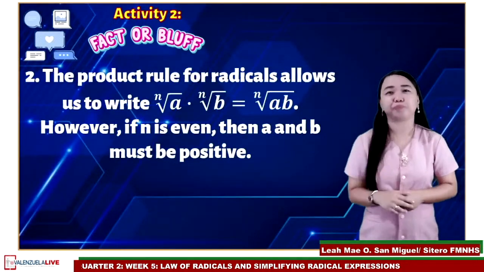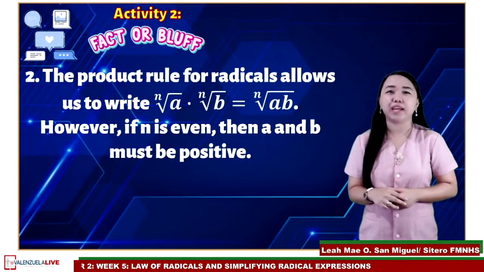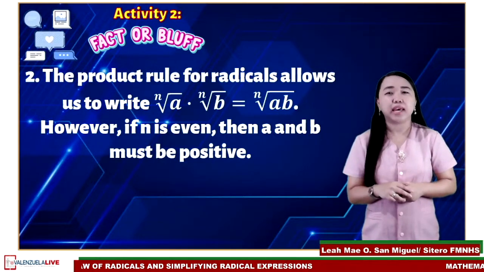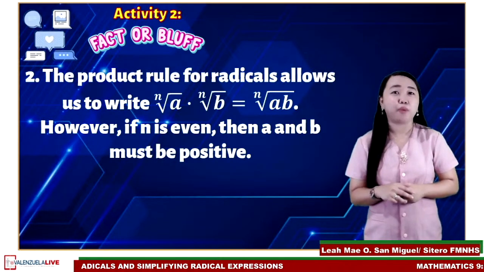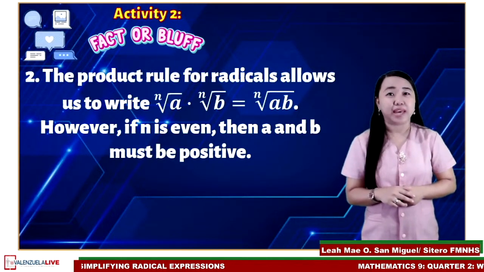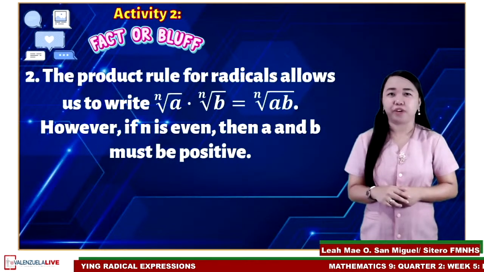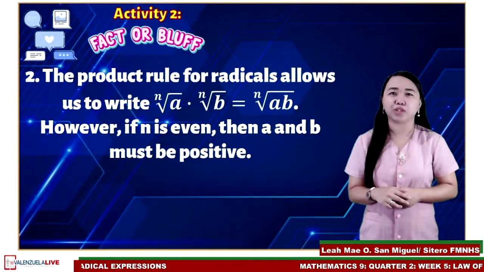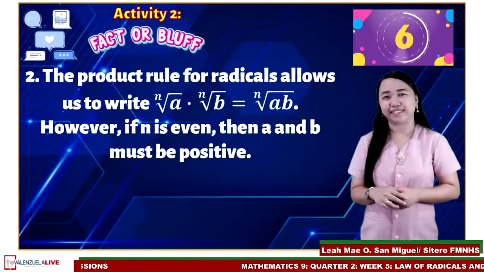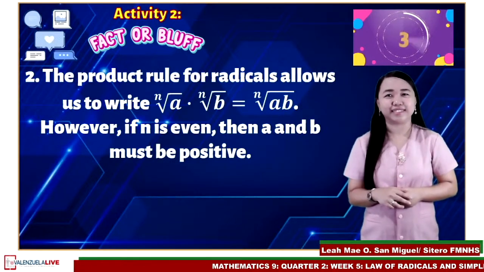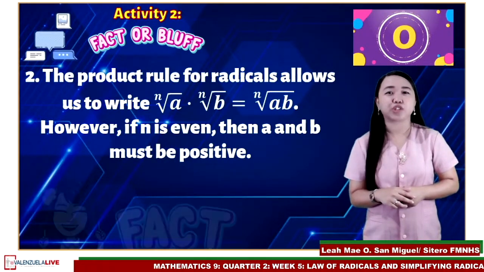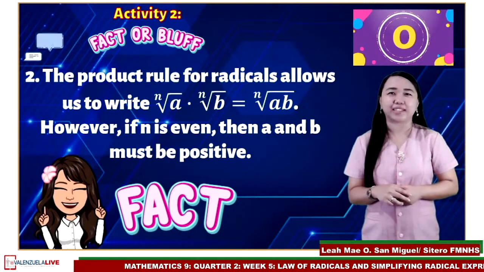Statement number 2. The product rule for radicals allows us to write nth root of a times nth root of b is equal to nth root of ab. However, if n is even, then a and b must be positive. Is it a fact or a bluff? You have 10 seconds to key in your answer. Go! If you answered fact, you are correct. Amazing!